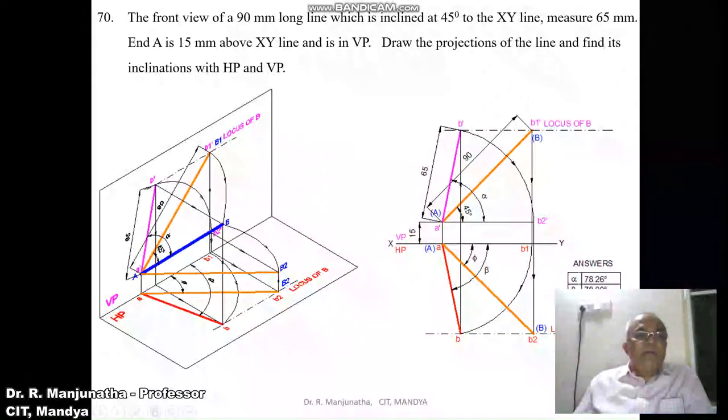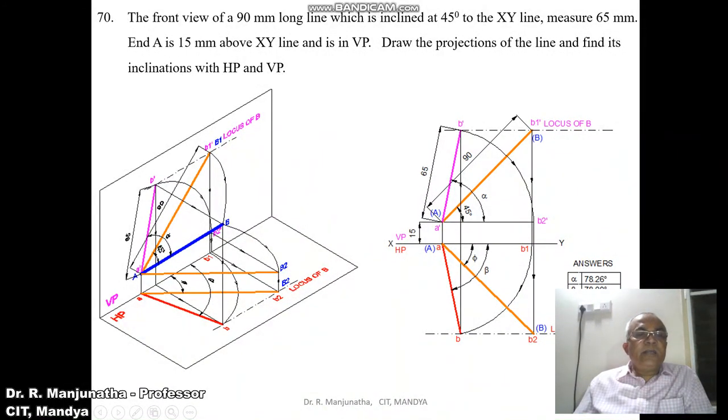So to do that, as we know that this is the true length in the vertical plane, that means NDA is in VP. So B1 should also be on VP. So from B1 dash, you draw a vertical projector to the XY line, and you will get this point here. With A in VP, B1 is also on VP.